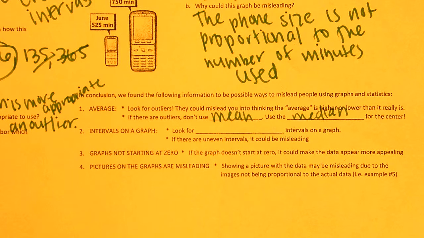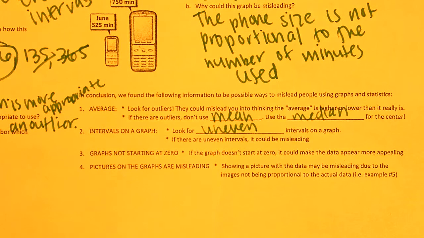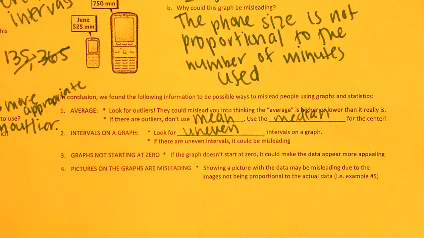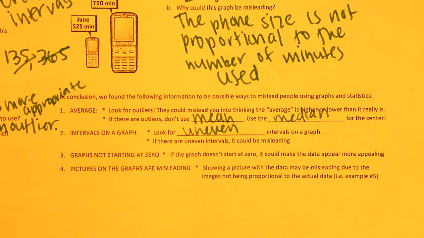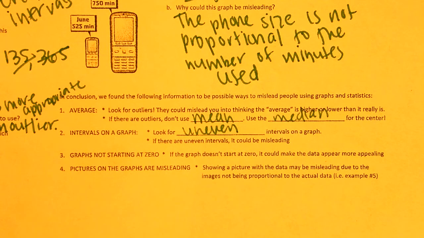Intervals on a graph. Look for uneven intervals on a graph. If there are uneven intervals, it could be misleading. Graphs that don't start at 0 could make the data misleading. Also, pictures on graphs could be misleading if you show a picture where the data is not proportional to the actual data size.